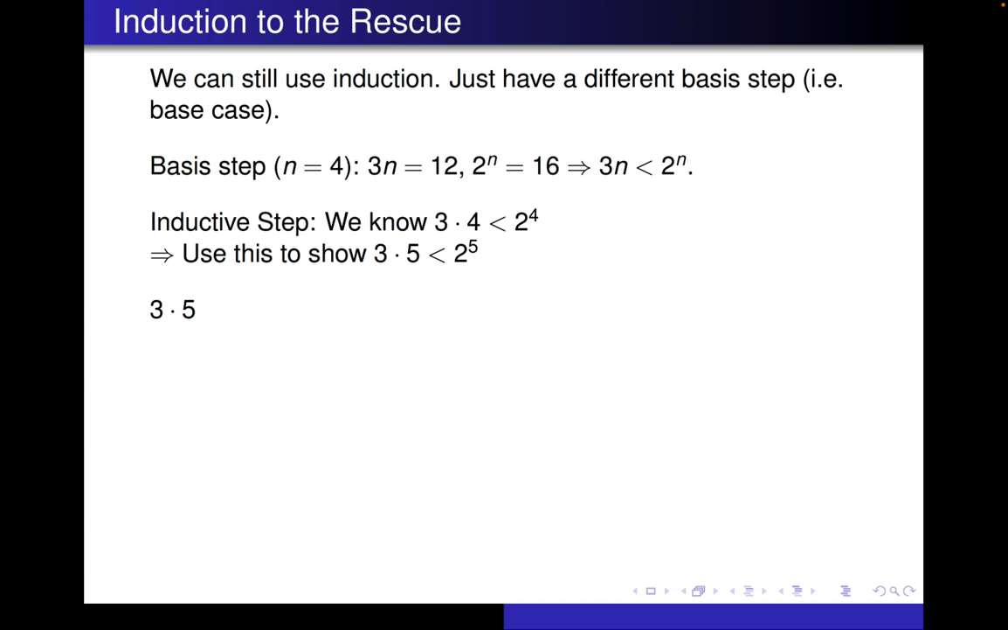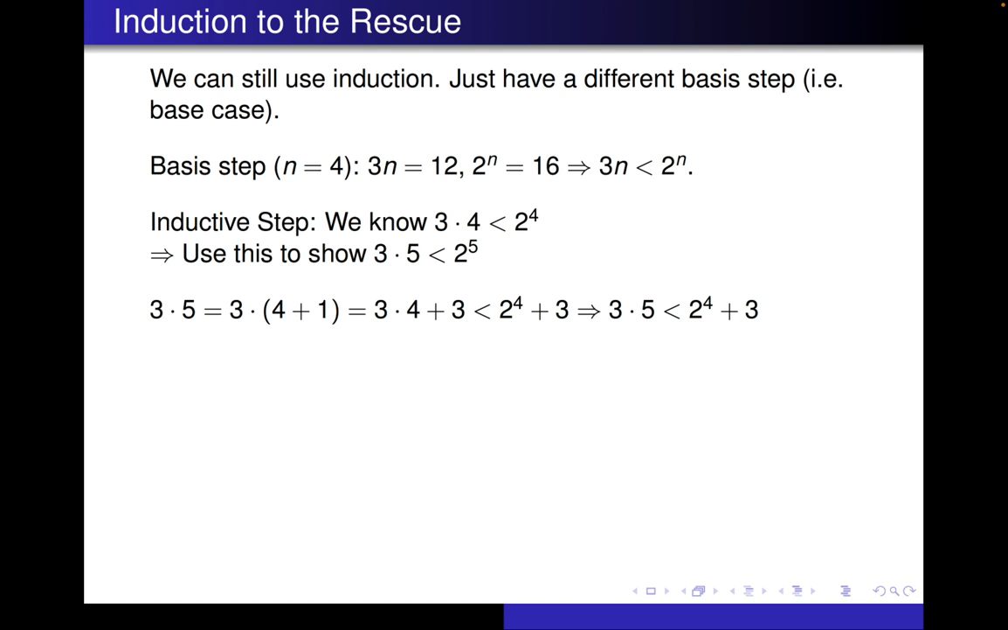Well, let's see. I want to figure out what 3 times 5 is. How do I get 3 times 4 involved? I can turn that 5 into 4 plus 1. I can use the distributive property, get 3 times 4 plus 3. And 3 times 4, I know by my induction hypothesis, we're assuming that 3 times 4 is less than 2 to the 4th, so I can put that in. So I get that this is less than 2 to the 4th plus 3.